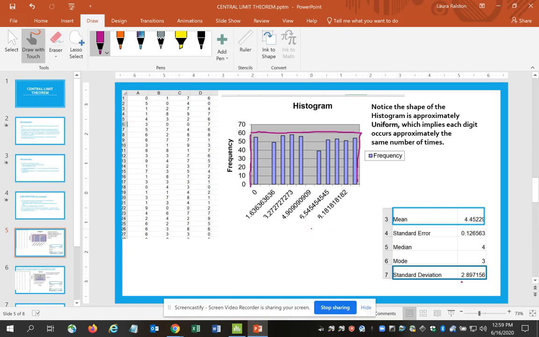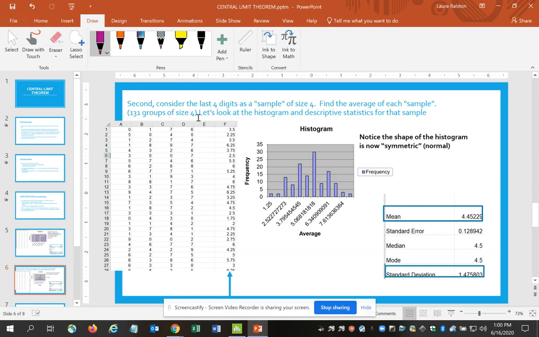Okay, so then the second thing that I did is I looked at each one of these sets of 4 as a group. So I took this first group 0176 and that became a group. And I found the average for that group. So I added these numbers up. 0 plus 1 is 1, plus 7 is 8, plus 6 is 14, and then I divided by 4. And so I get this list. So if we look at each person's last 4 digits as a group, I had 131 groups of size 4.